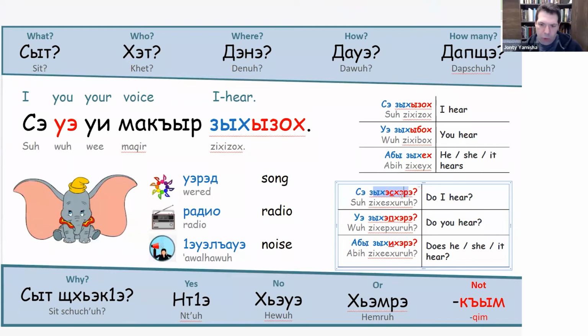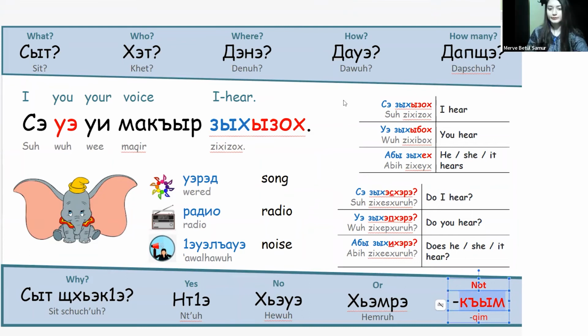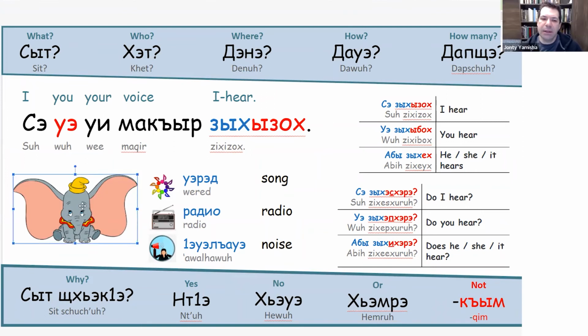We take the question form. We drop this E and we add qim. Zikhaskhirqim. Khat yijibstu warad zikhikhira.